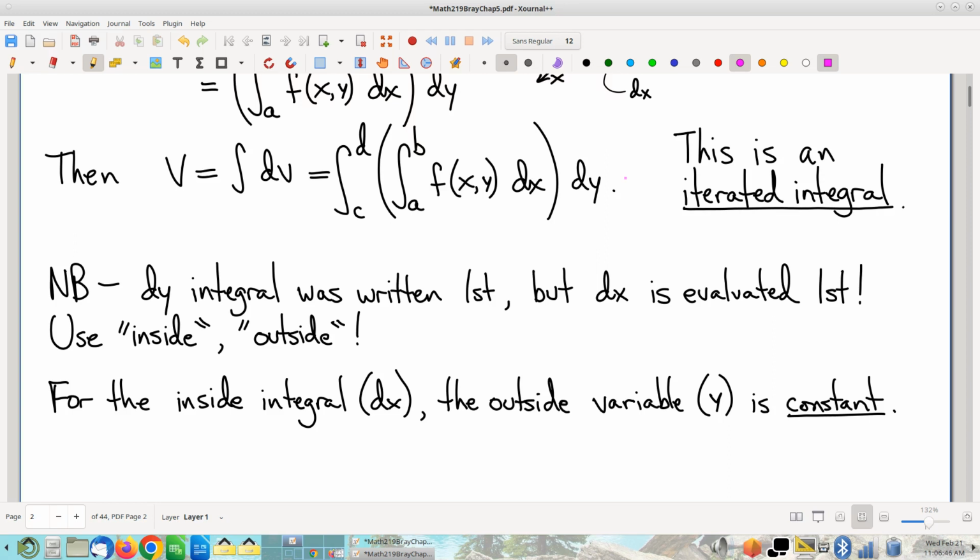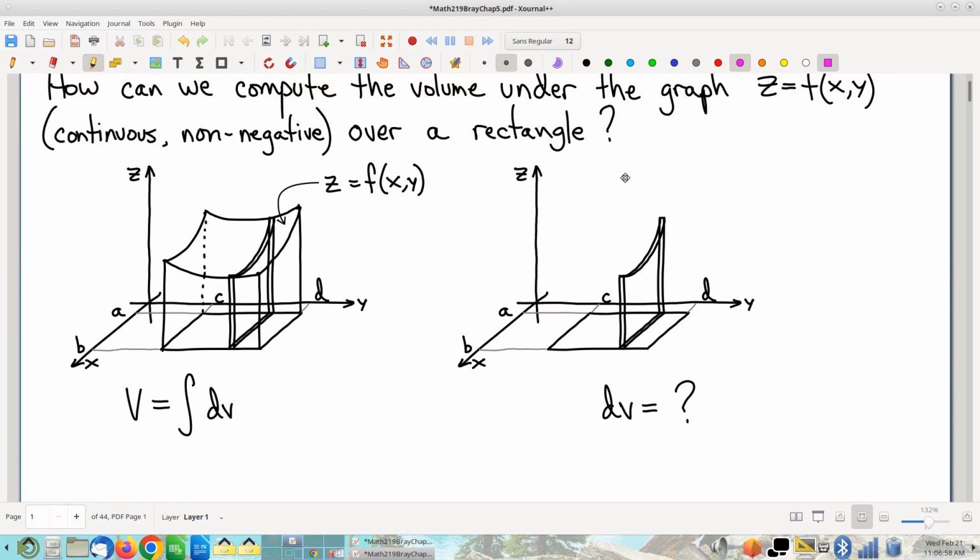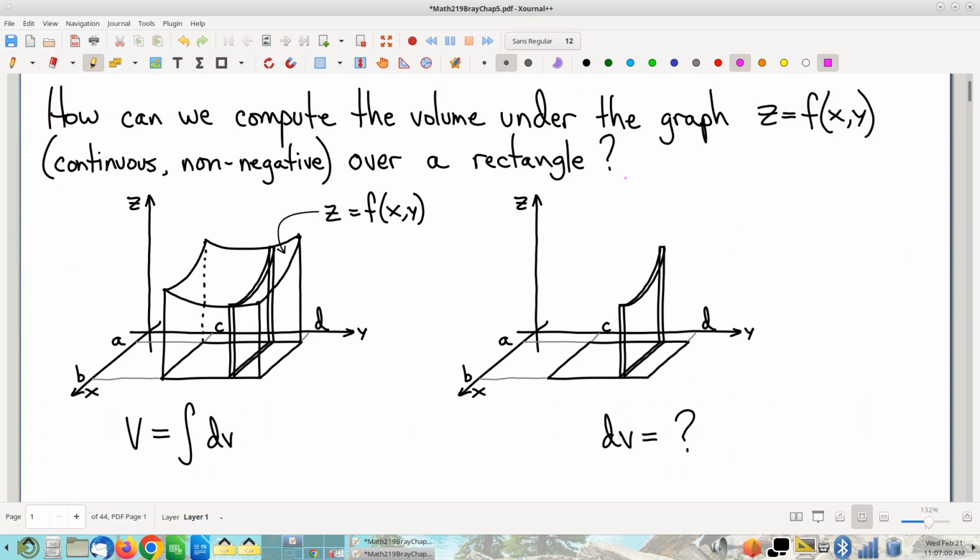Is it going to be 3 integrals? Yes, but that's way premature. So for the moment, you're great. I'm glad you're curious, but that's better left for another day. For right now, we're considering only volume under a graph of a function of 2 variables. That's it.